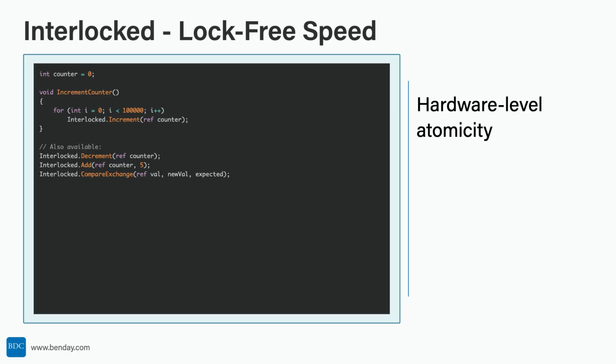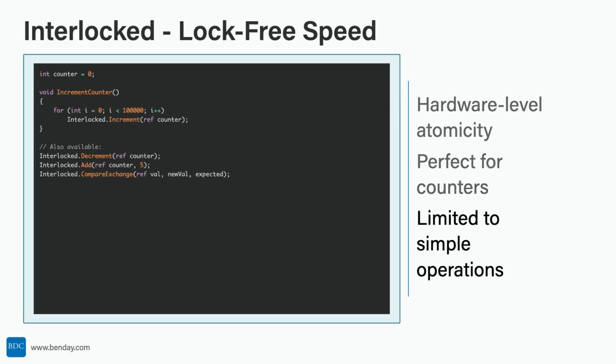It's way faster than locks for simple operations. Incrementing, decrementing, adding, these are exactly what Interlocked is designed for. Thread-safe counters, statistics, IDs, use Interlocked instead of locks. You can't use Interlocked for complex logic. It's only for basic numeric operations. For anything more complicated, you need locks or higher level constructs. But when you can use it, it's fast. Interlocked is faster than locks, but more limited. Choose the right tool for the job.